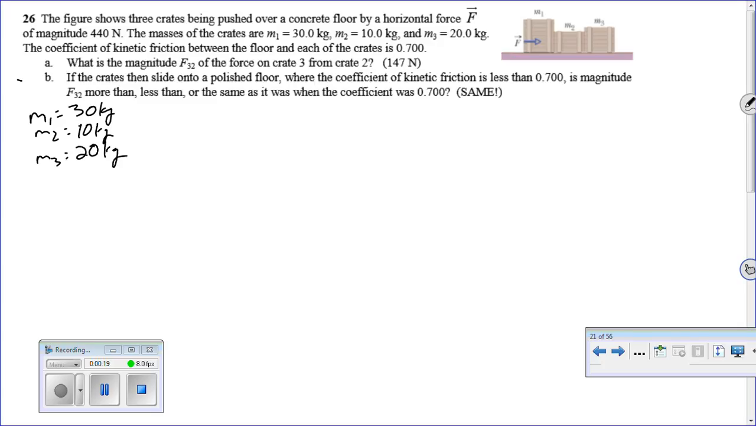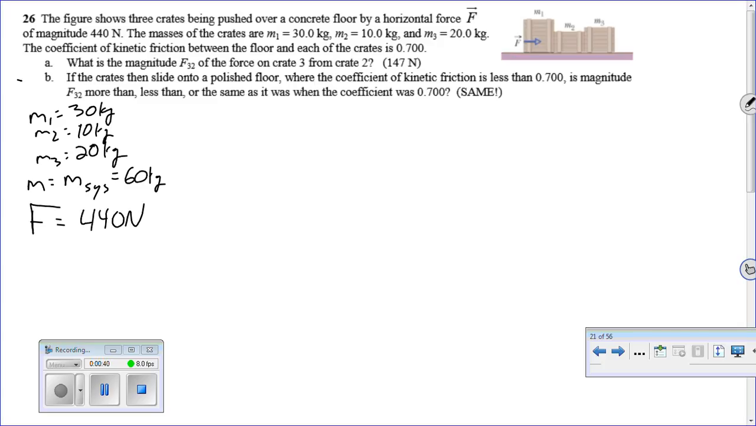All right, let's let M, just M by itself, represent the mass of the system. So that would be all of them added up. So in this case, 60 kilograms, right? So it's M1 plus M2 plus M3. All right, so I'm going to give that a name. All right, and then we're told that it's being pushed by this external force, F, that's 440 newtons.